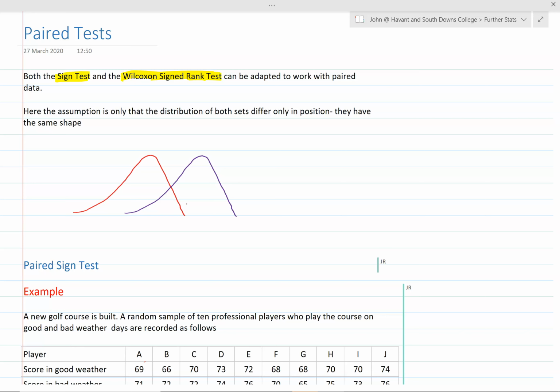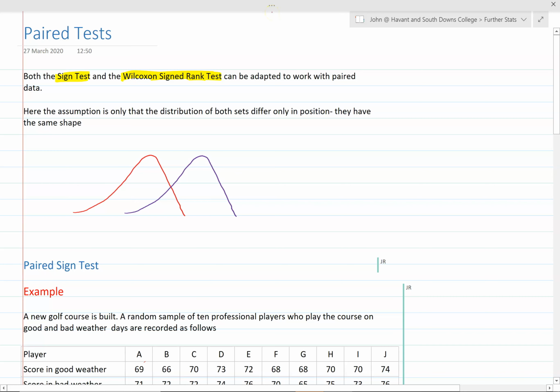But the general shape is the same, which you might think is a fairly reasonable assumption, and that is an assumption we make for both tests. You might recall before, with the sign test, when we were talking about just unpaired data, just one set, that one didn't make any assumptions, whereas the Wilcoxon relied on symmetry. Whereas both of them for the paired set rely on this same shape of distribution.